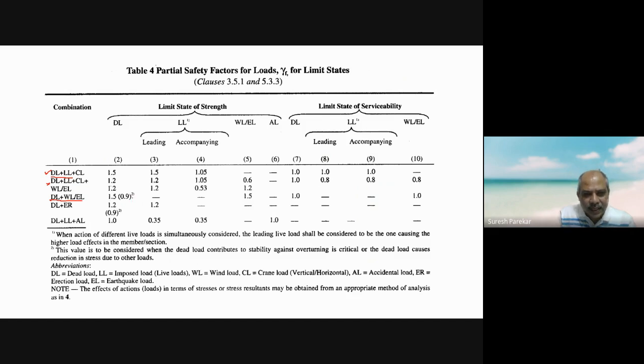Now you can see here it is mentioned as 0.9, and this value is to be considered when the dead load contributes to stability against overturning is critical, or the dead load causes a reduction in stress due to other loads. And in this exactly that is happening, that our forces due to dead load are exactly opposite that of wind load, and therefore we are going to prefer this value as 0.9. So we have 0.9 dead load plus 1.5 wind load. So this value comes minus because we have nature of the force that is opposite to that of wind load, and that we will see when we go ahead.